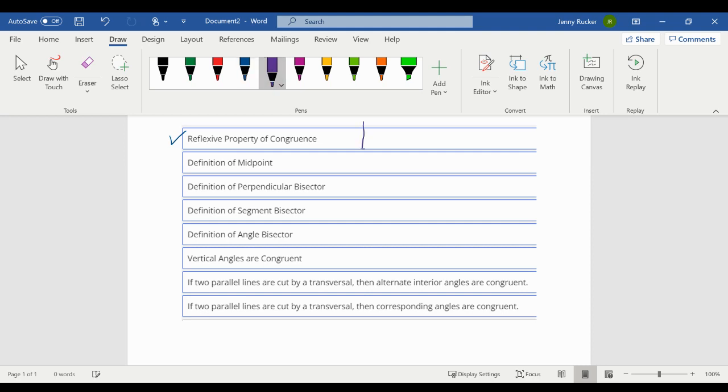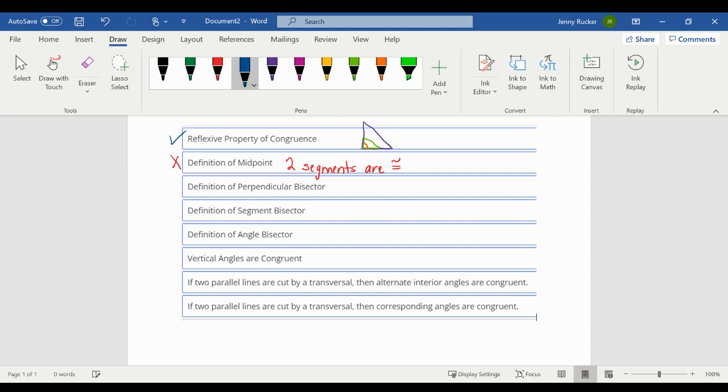Let's say that we have this big purple triangle, and within the big purple triangle, we have a smaller green triangle that shares this angle that I'll mark in orange. So two triangles that share the same angle, we can apply the reflexive property of congruence to say that that angle is congruent to itself. The definition of midpoint cannot be used to show that two angles are congruent. This is used to show that two segments are congruent only.